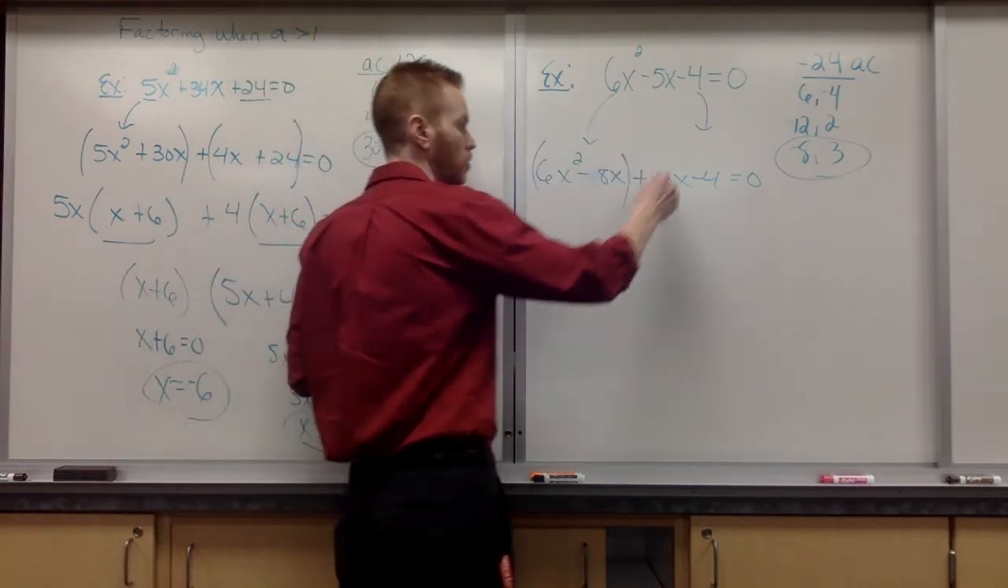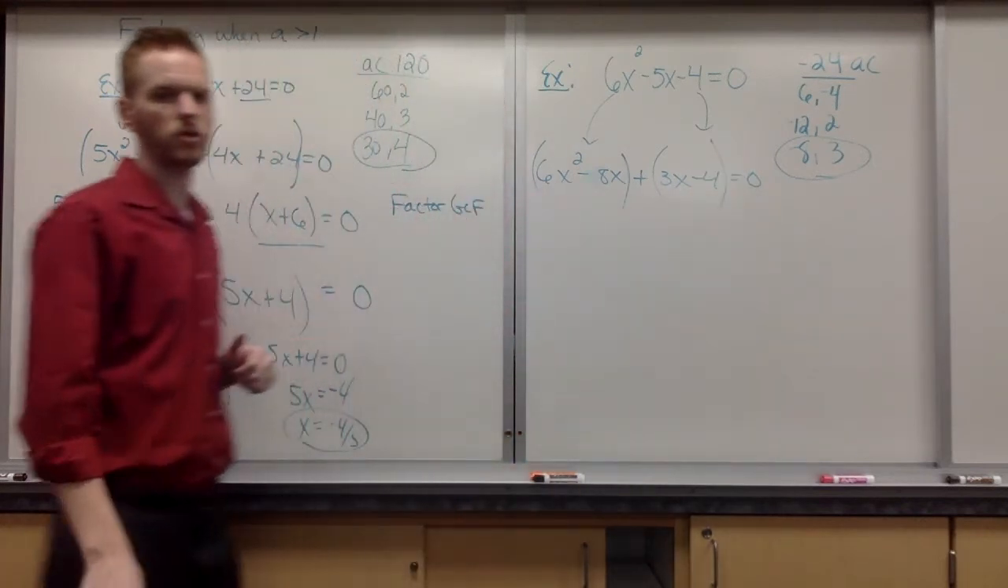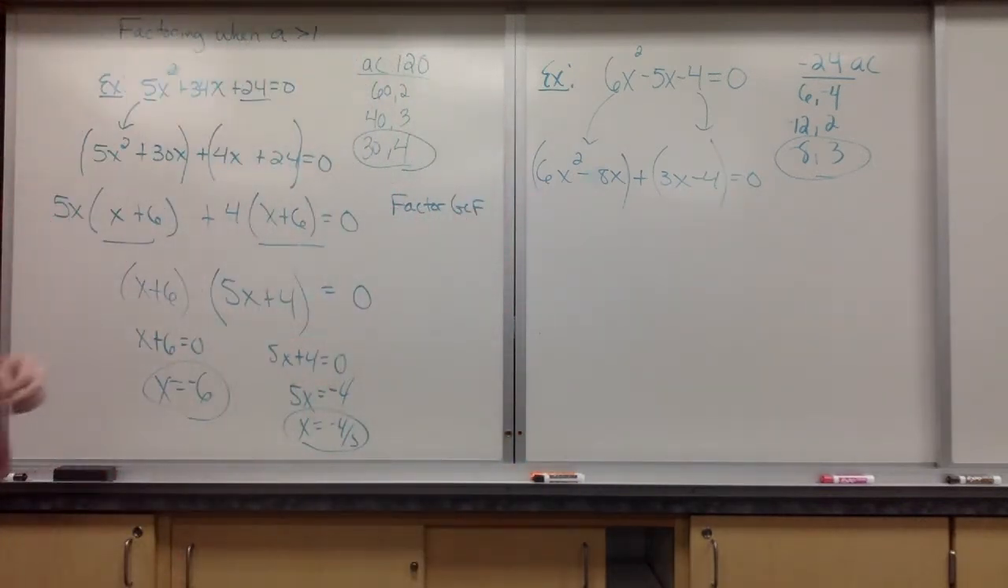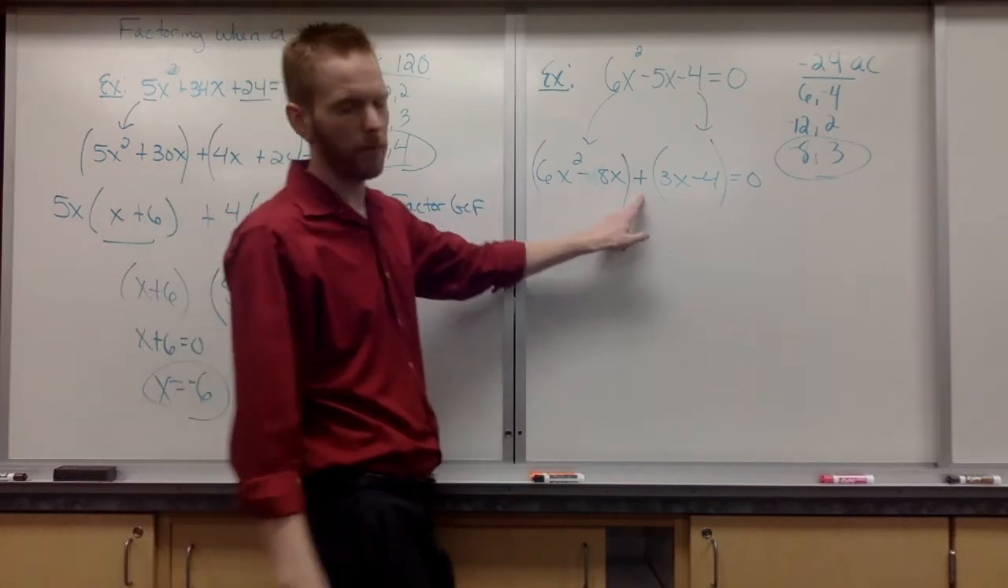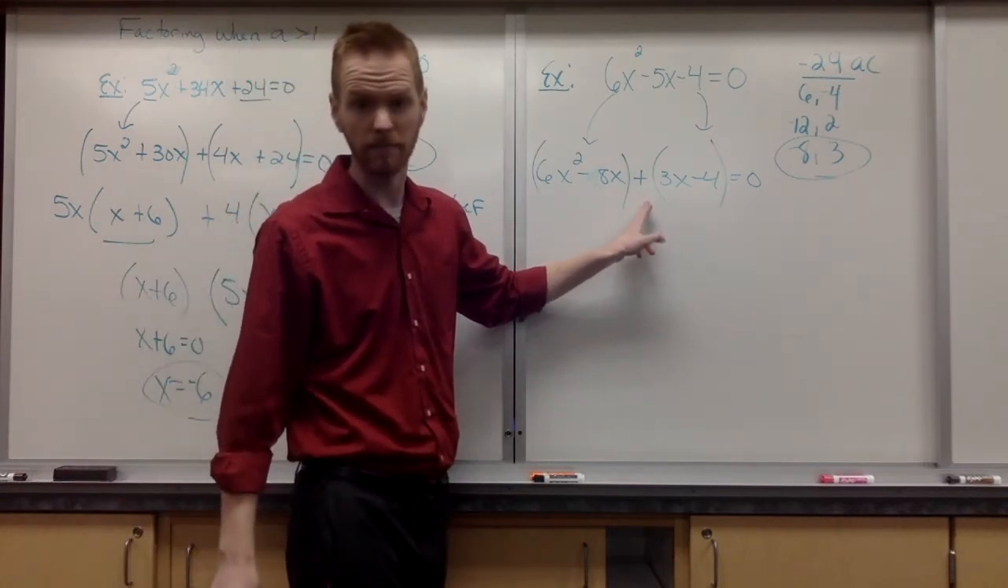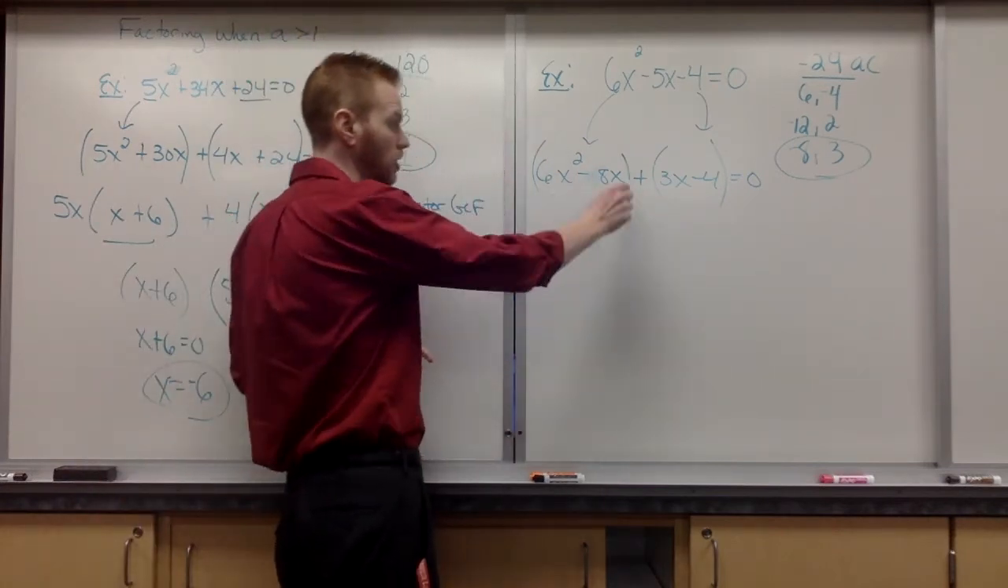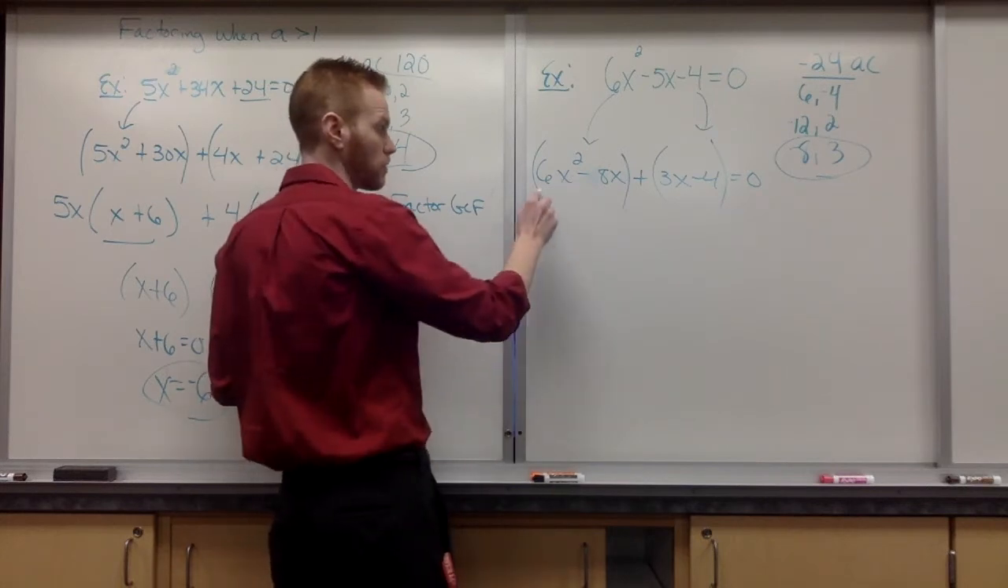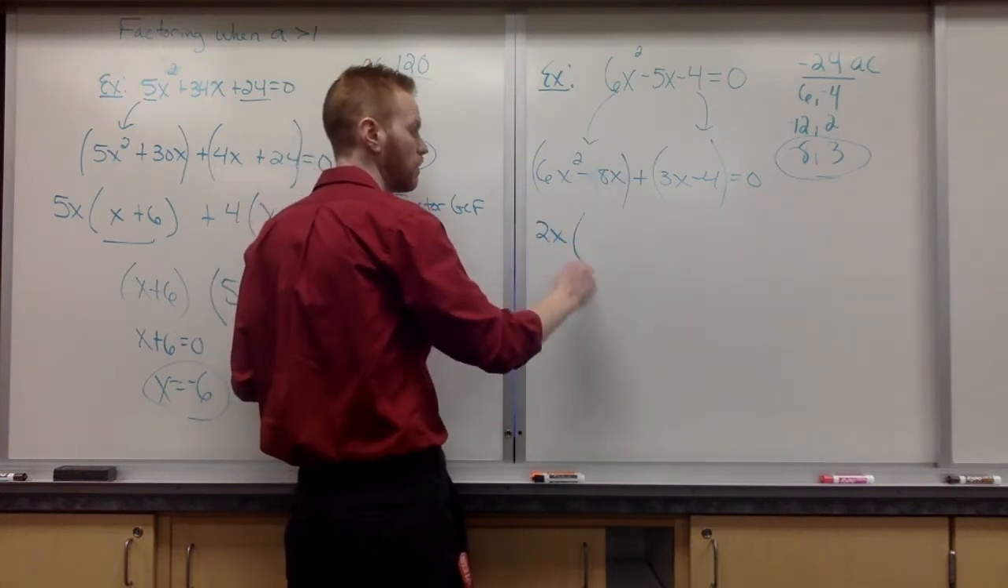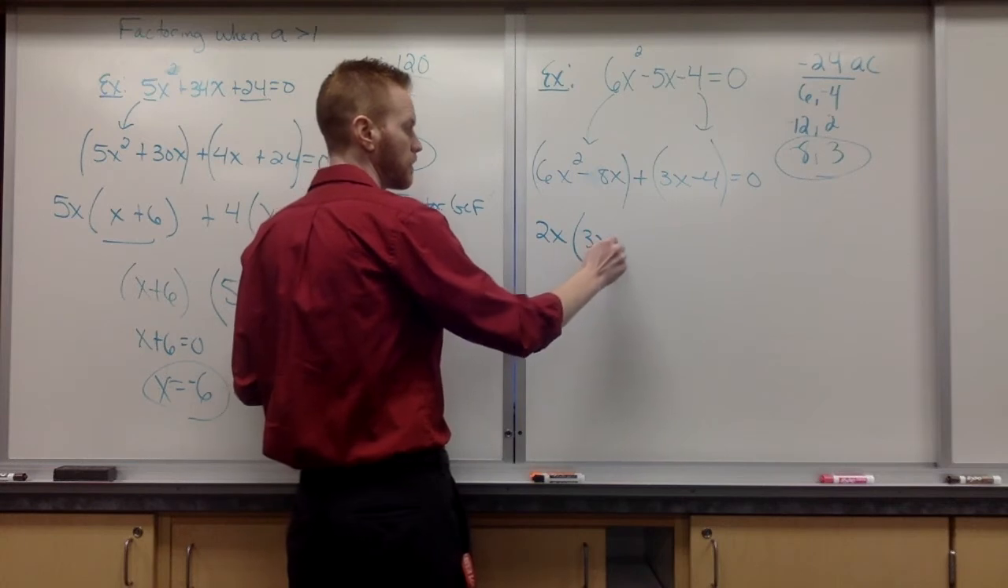Next step, group them. We'll group the first two terms, and then we'll group the last two terms. Always, if a plus sign's not here, put a plus sign there. Okay. Factor a GCF out of both of these. So for the first one, I could factor a 2x out. So I'm left with 3x minus 4.